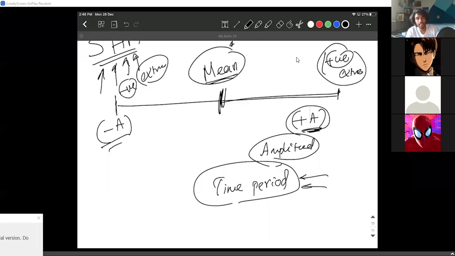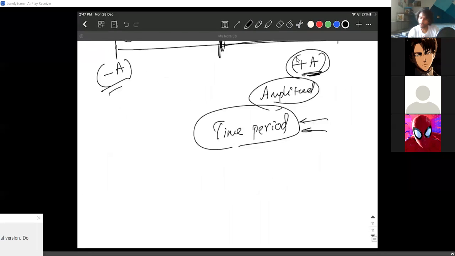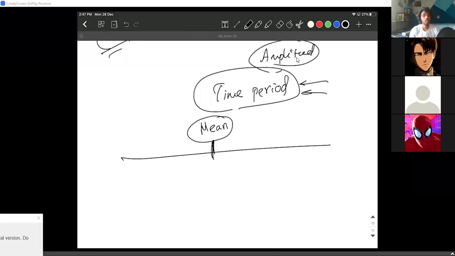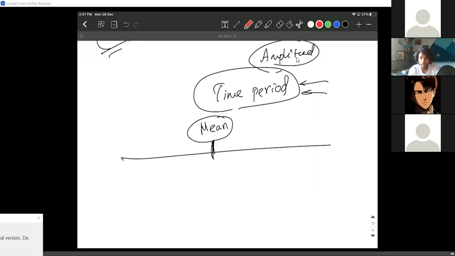There's a thing called time period. Of course, you know what time period is, but what exactly does it mean when it comes to a simple harmonic motion? Why don't we look at it? Can somebody tell me what exactly is the time period? I'm starting at the mean position. At what point do you call it a time period? It started here, let us say.